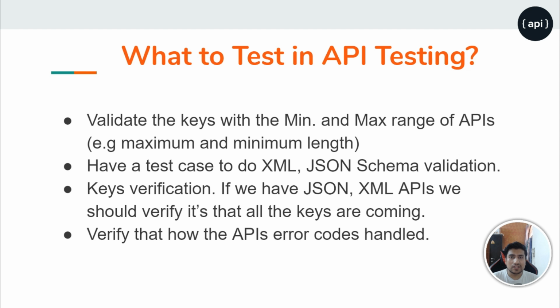If we are doing API testing, we require that the JSON schema as well as the XML schema be validated, and we should validate the keys, especially the keys coming in the API response. We need to check the boundary values if a response follows a boundary value system. So these are the major four points that we have to do.